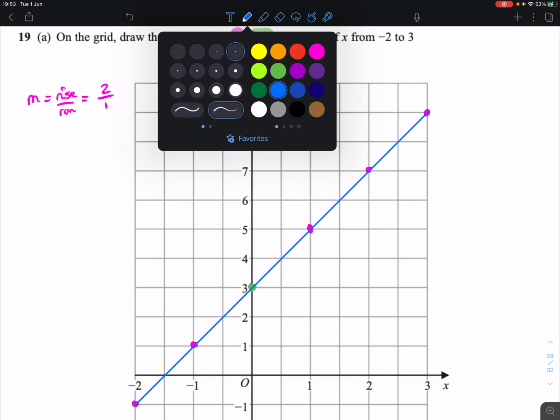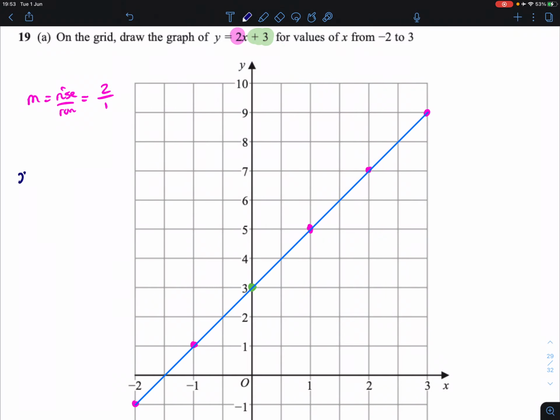So that is our straight line, y equals 2x plus 3. You can, of course, use a table of values as well if you put some x values in between minus 2 and 3. So you've got minus 2, minus 1, 0, 1, 2, 3. You don't even need that many points, to be honest. You could just put in the first and last ones.